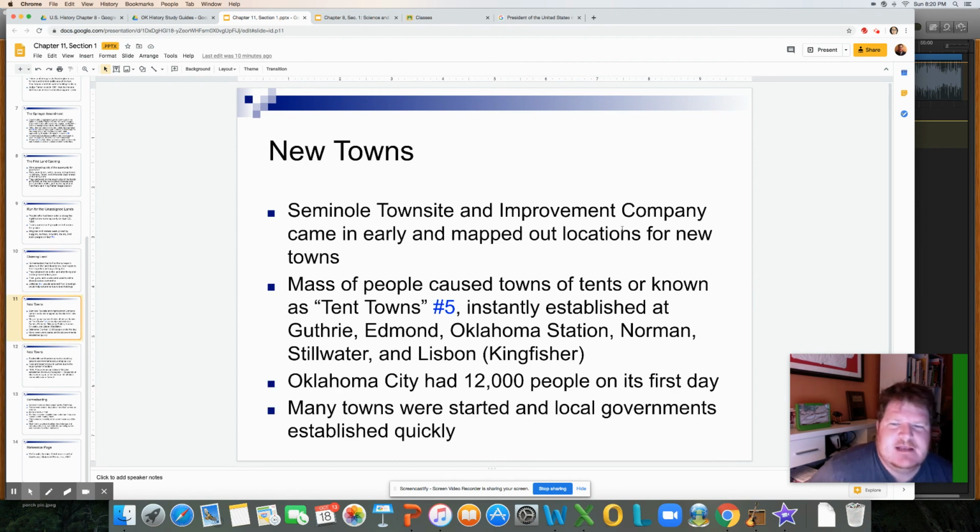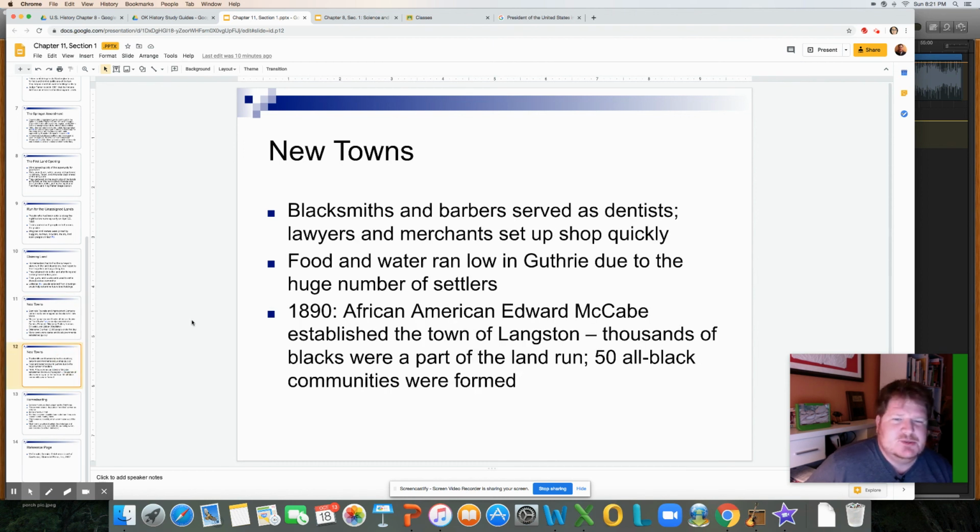The mass of people caused towns of tents, known as tent towns. Instantly established were Guthrie, Edmond, Oklahoma Station, Norman, Stillwater, and Lisbon, known as Kingfisher. These towns were created there in central Oklahoma. Oklahoma City had about 12,000 people the first day, and many towns would start local governments and establish quickly. With these new towns, blacksmiths, barbers who would also serve as dentists, lawyers, and merchants set up shop quickly. Food and water ran low in Guthrie due to the huge numbers of settlers.